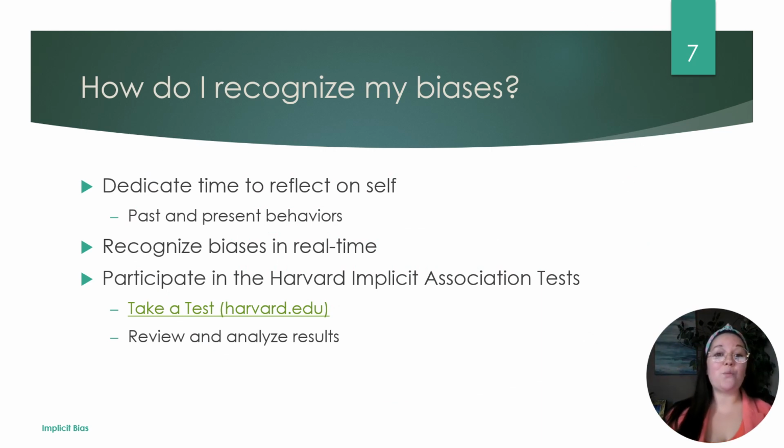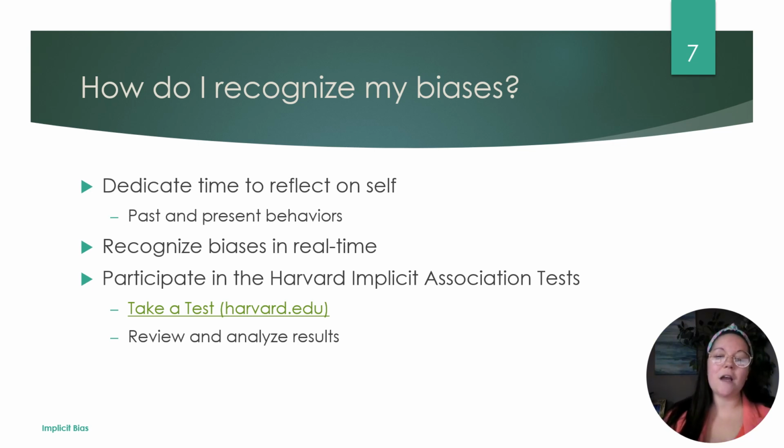Now that we've discussed what our implicit biases are and why it's so important to address, let's begin to look at how we can recognize our biases. One of the first steps that we can take is to dedicate time to reflect on the self. Reflect on your past and present behaviors and ask yourself questions like, what automatic assumptions have I made about someone in the past that turned out to be wrong?